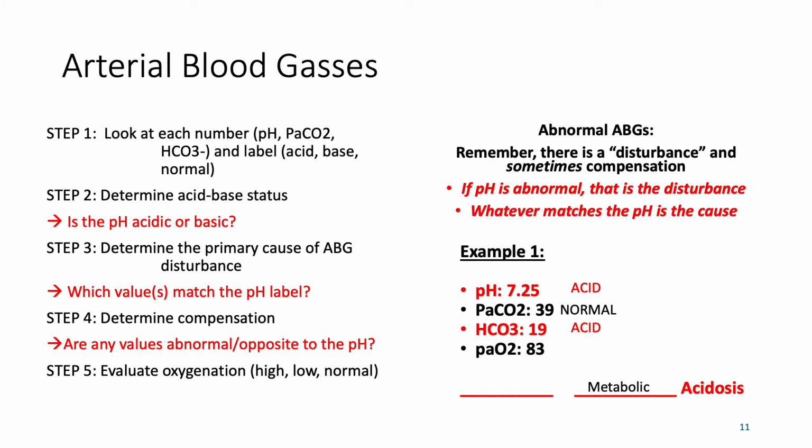To figure out what that something is, I'm going to ask, did the other system try to help? So what's the other system? That's my CO2. Did my lungs try to make a more alkaline or more basic environment to help compensate? Let's look at what the CO2 is labeled. It's just normal, so it did not try to help. So now I know we have uncompensated metabolic acidosis. And then next I'm going to evaluate my oxygenation, which is normal.